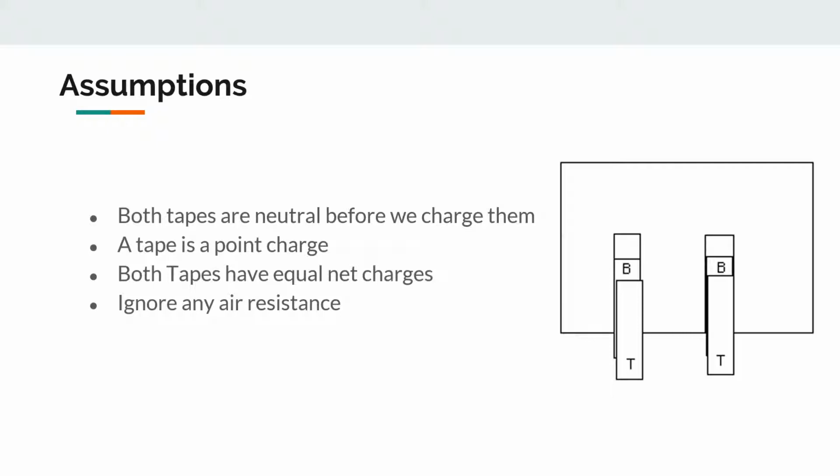The assumptions that we used during this experiment were the following. Both tapes are neutral before we charge them. A tape can be described as a point charge. Both tapes have equal net charges, and we can ignore any air resistance during the experiment.